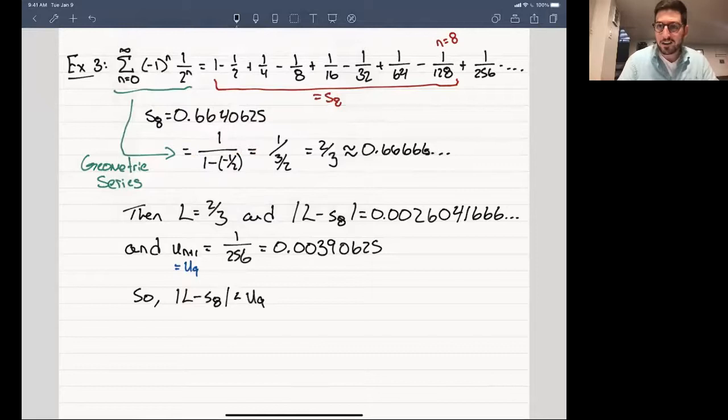So that's good, right? Like, think about how nice this is. This tells me that if I want to approximate the sum of this infinite series, all I needed to really do was use S8, the partial sum of 8 terms, in order to get at least 2 decimal places correct here, right?